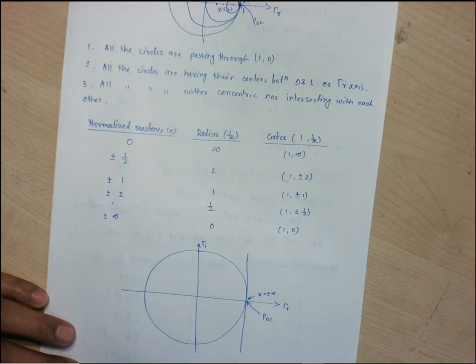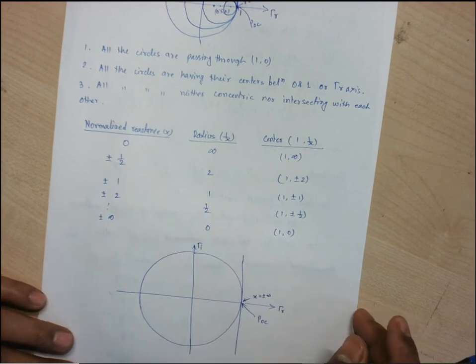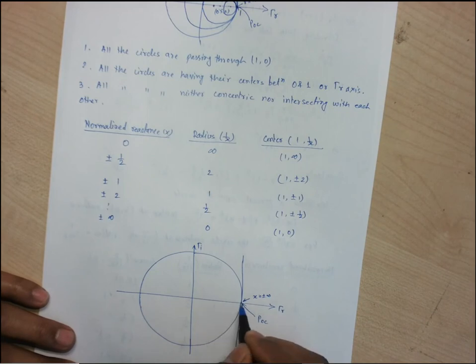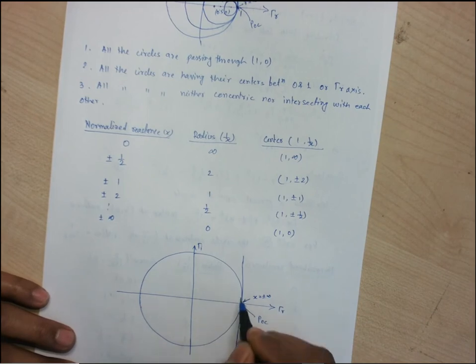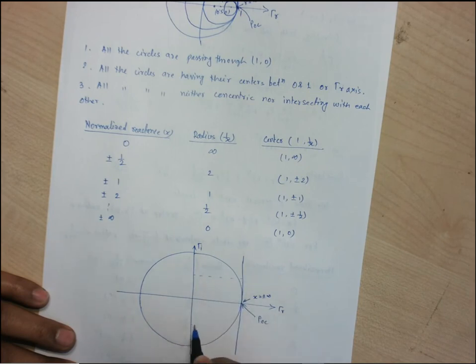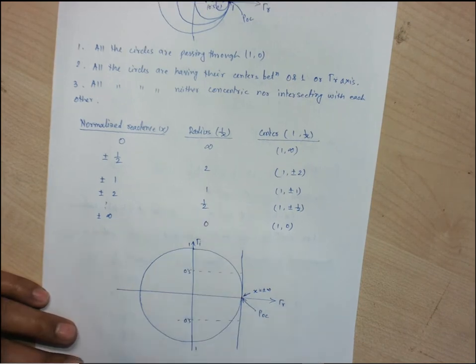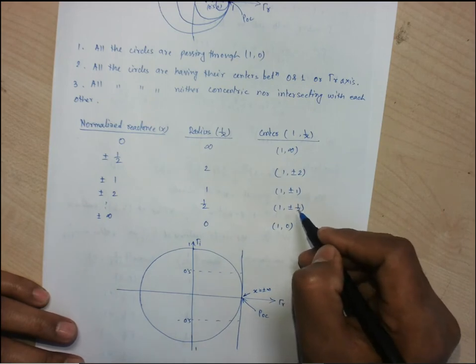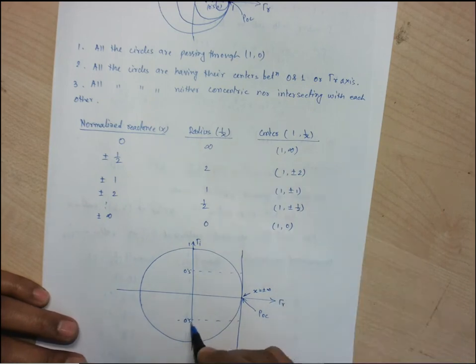Next, let us go with reactance plus minus 2. It has the radius of 0.5 and the center at 1. This is the point 1, right? Let us consider this is 0.5 value, this is 1, so this is 0.5, and this is minus 0.5. So we have two different circles, one at 1 comma plus 0.5 and the other at 1 comma minus 0.5, two different circles, right?